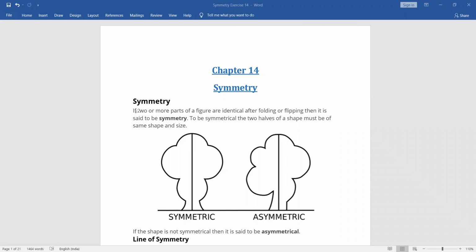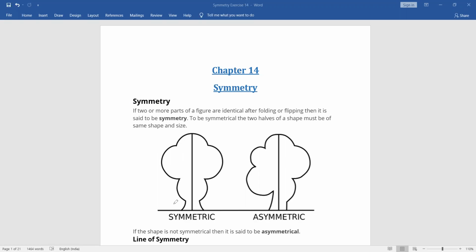First of all, we'll discuss the topic of symmetry, what symmetry is. Just see these two figures given to you. Symmetry is when we take a figure and fold it, and both the parts are the same, both parts are identical, then the figure is said to be symmetrical.